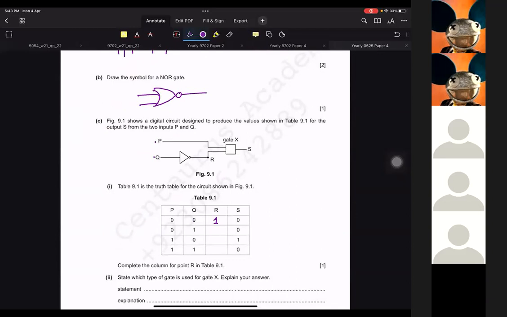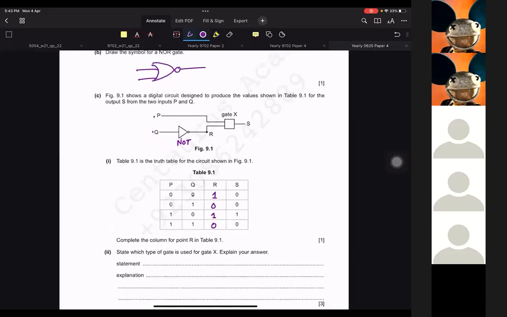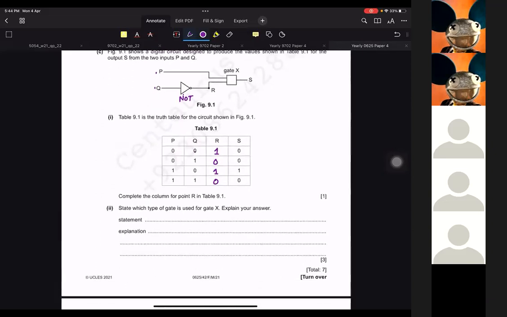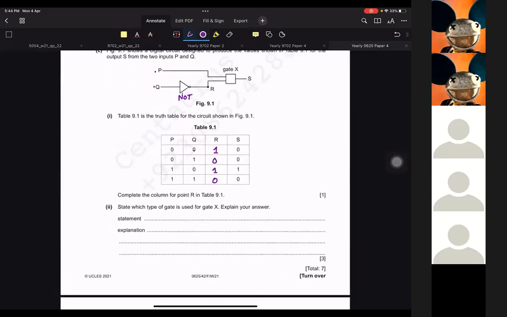Right. Okay, so this is a NOT gate, and a NOT gate basically switches the input. So if this is 1, this will be 0, and if this is 0, this will be 1, and if this is 1, this will be 0, right? Now, AND gate.